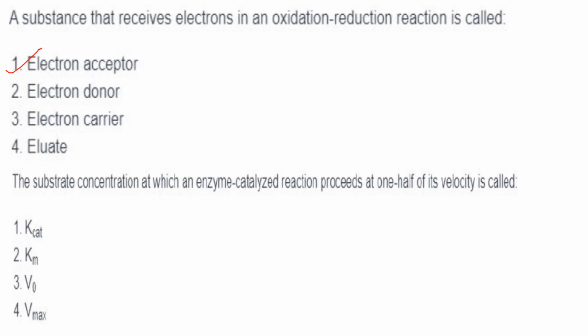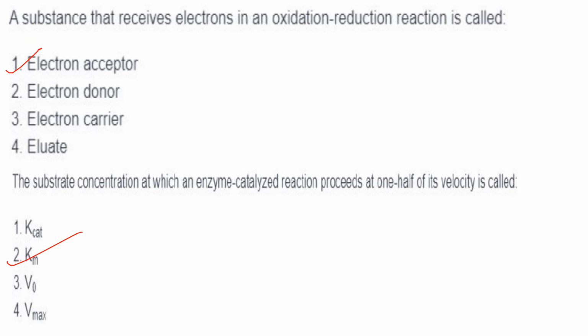Then next one, the substrate concentration at which an enzyme catalyzed reaction proceeds at 1/2 of its velocity. So it is nothing but your Km value. Km is the substrate concentration at which the reaction proceeds at half its maximum velocity. That is called as Km.